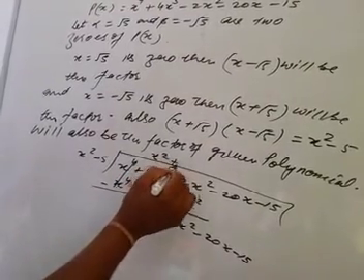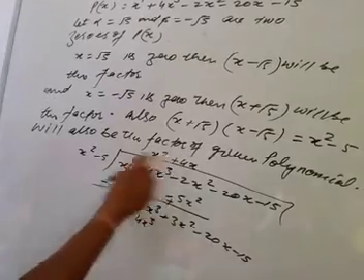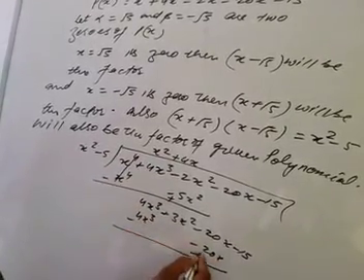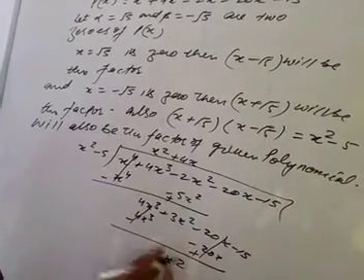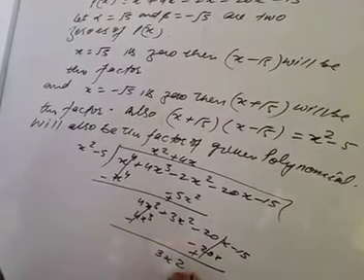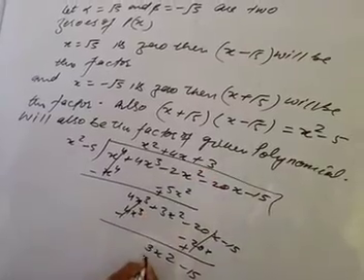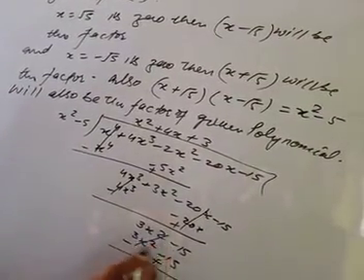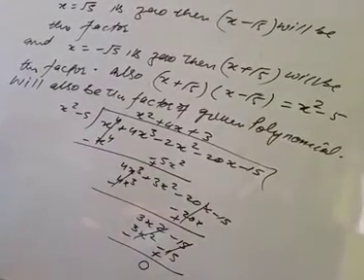Then the next division term will be 4x. It will be 4x cube, and this will be minus 20x. Minus plus, cancel, cancel. We get 3x square minus 15. So our next division term will be 3. It will be 3x square minus 15, minus plus, cancel, 0. Okay, this will be the division.